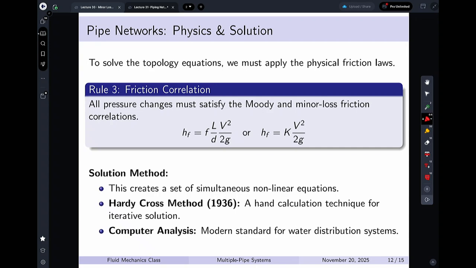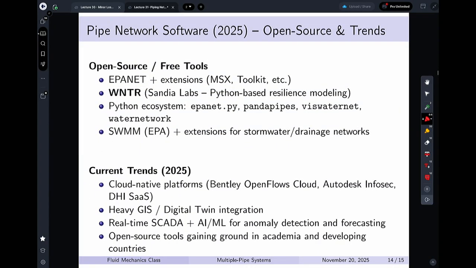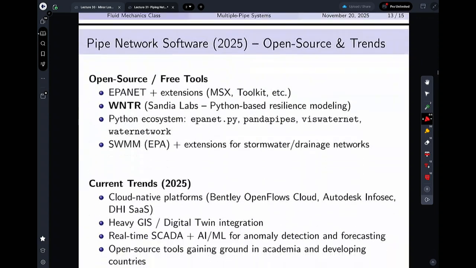Most modern approaches tend to use software, and here you go. You might use some of it, but EPANet is free and open source, and there's a whole bunch of others: WaterGEMS, WaterCAD, Hammer, InfoWater Pro, MIKE+, Synergi Water, and Fathom and Arrow. And that industrial, the last one, is probably the one you might use.